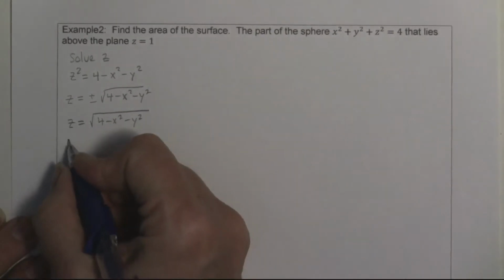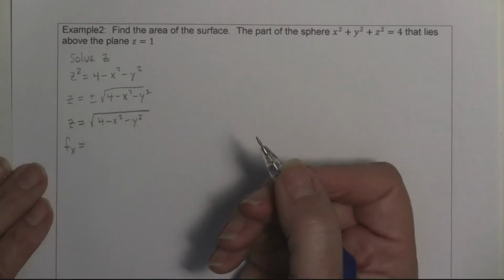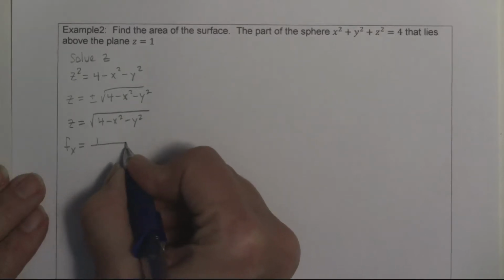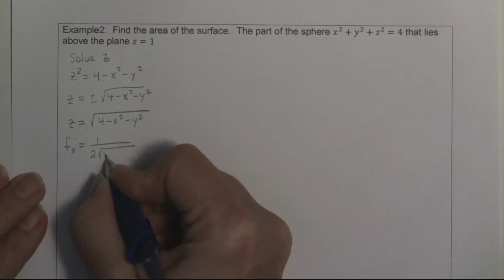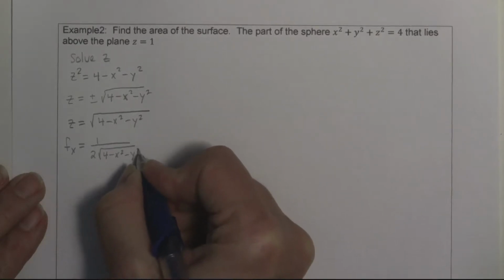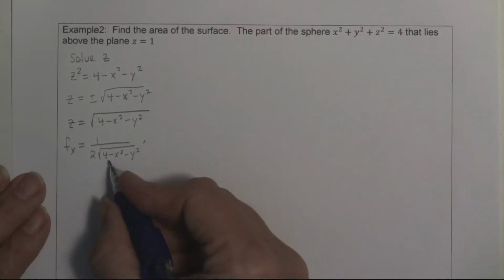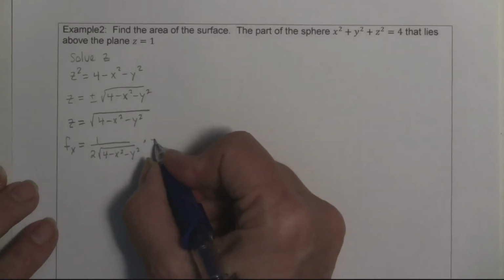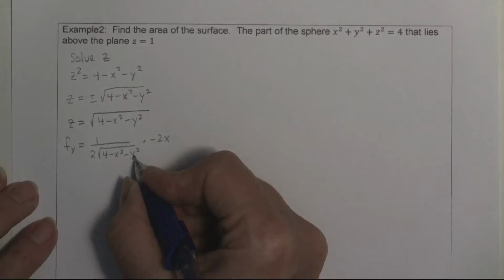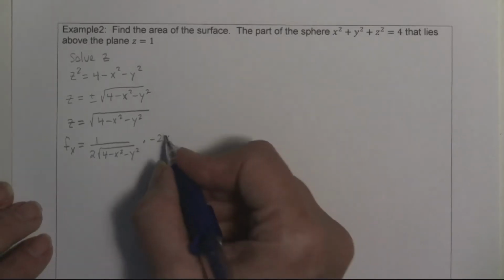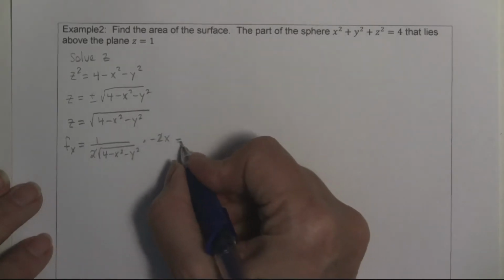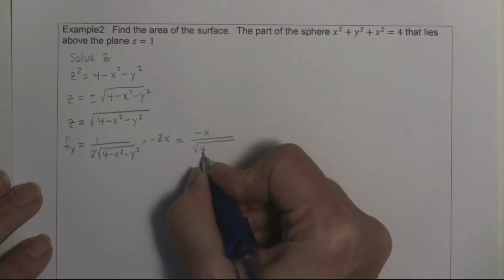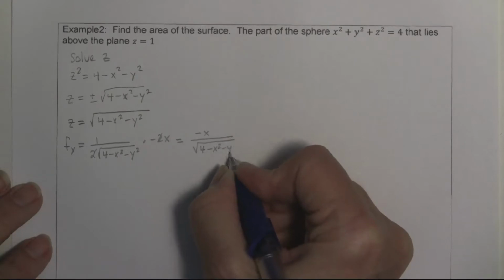If I take the partial with respect to x, that's going to be 1 over 2 the square root of 4 minus x squared minus y squared, multiplied by the derivative with respect to x. The derivative of 4 is 0. The derivative of negative x squared is negative 2x. Remember, y is being treated as a constant, so that's also 0. And the 2's cancel out here. So our partial with respect to x is negative x over the square root of 4 minus x squared minus y squared.